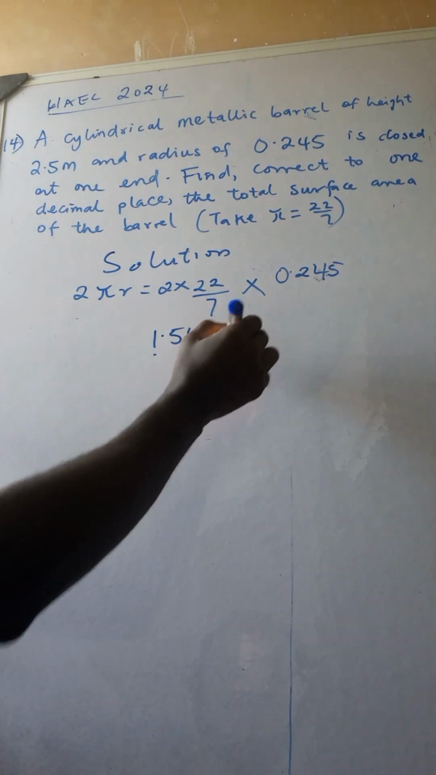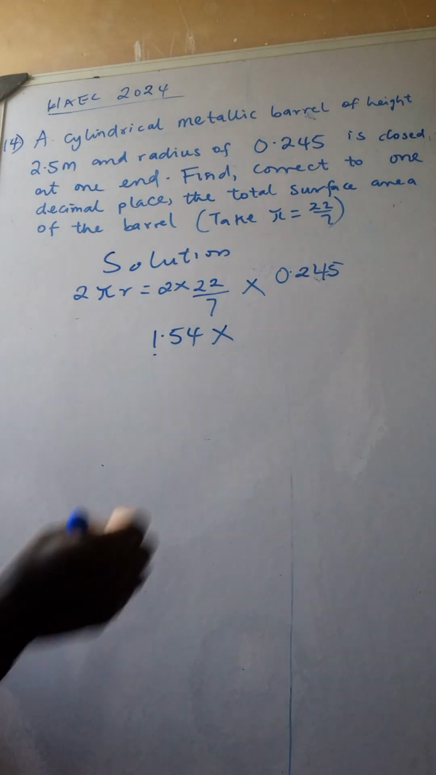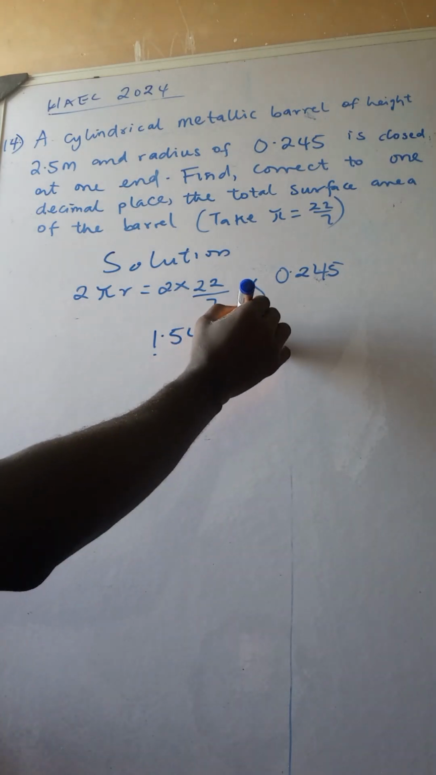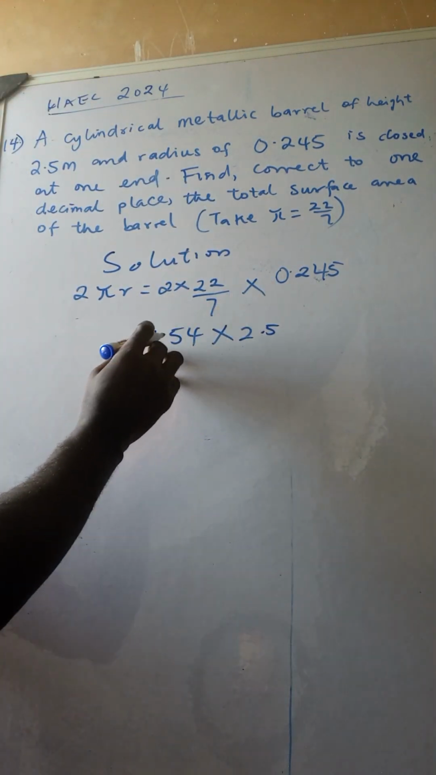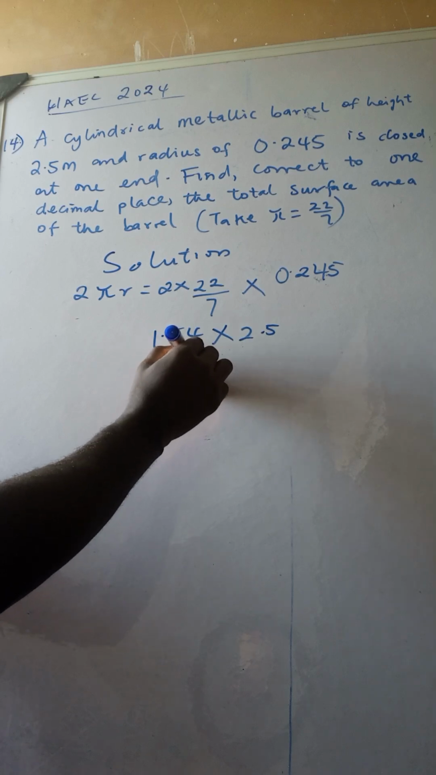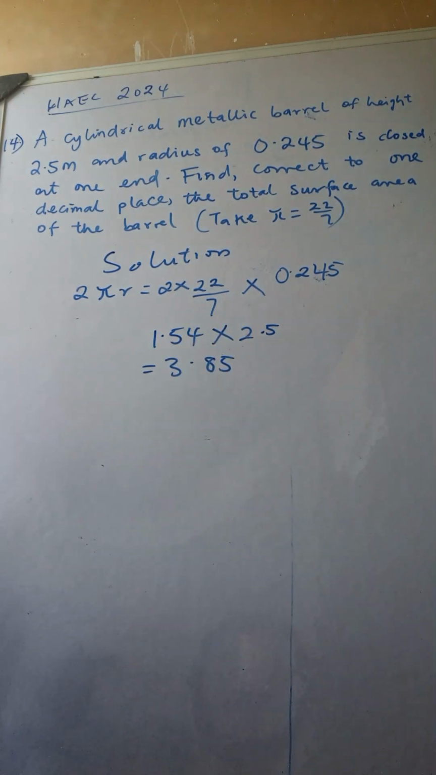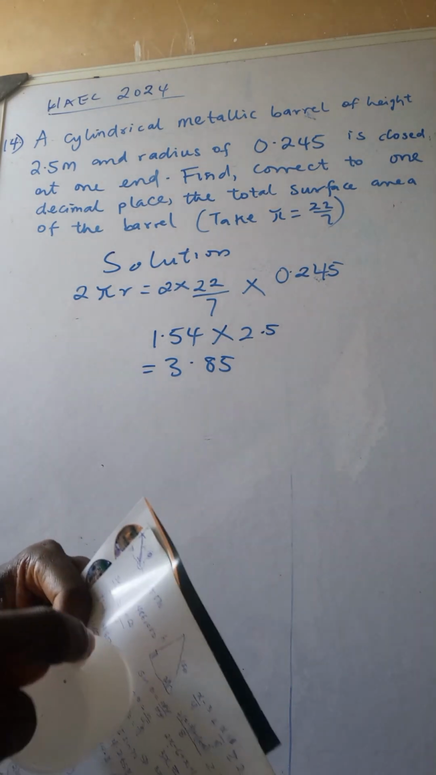Then multiply that to find the area. That is a rectangle. I've shown you that is a rectangle. So the area of a rectangle is length times width. Multiply that by the width, which is the height, 2.5, and you are going to get 3.85 as your answer. But that is just the area of this surface.